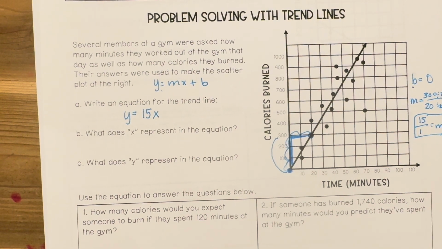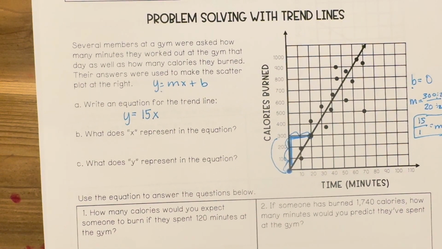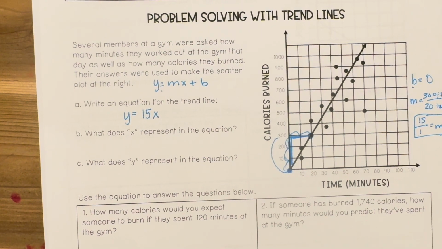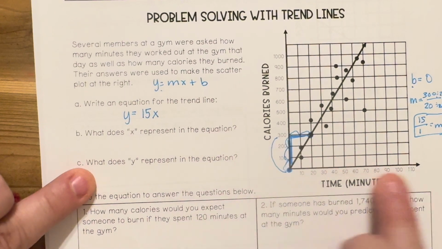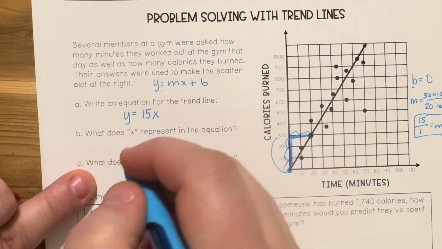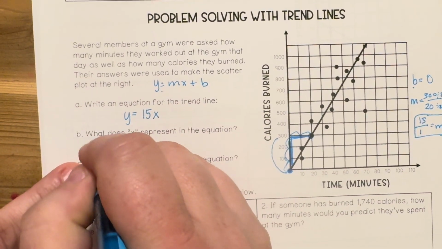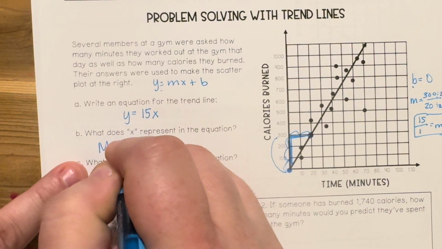So what does the x represent in this equation? That's a good question. We're talking about the number of calories burned in certain amounts of time, right? So in this case, whenever I'm looking for what the x means, the x, or my x-axis, right, is going to tell me the minutes that I worked out.